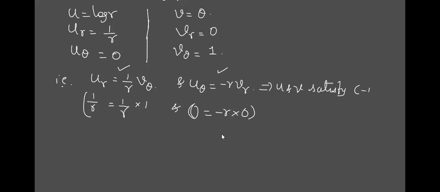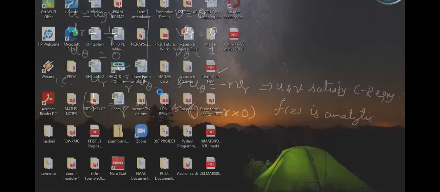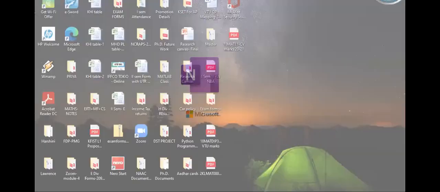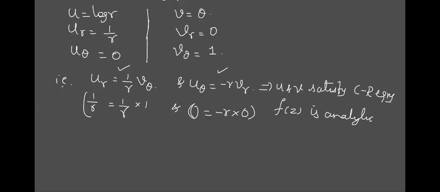And hence, what about the function? The function is analytic. Done. What is the second part? f dash of z. What is the expression to be used? e raised to minus i theta times u_r plus i v_r. Very good. I thought you would give me a wrong answer, but you gave me a correct answer.